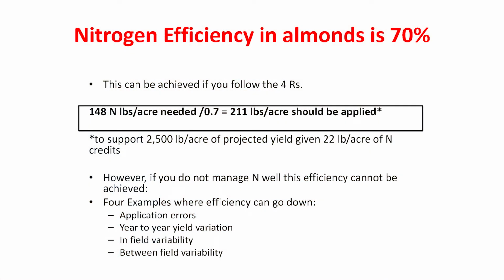So these are 4 examples. The first example I'm going to show is application errors. The second one is year-to-year yield variation. The third one is in-field variability. And the fourth one is between-field variability.